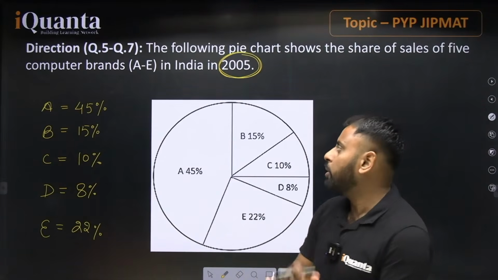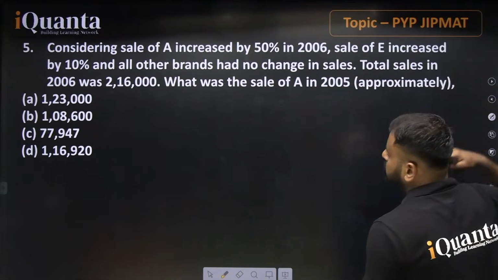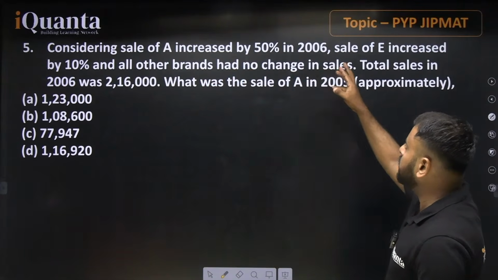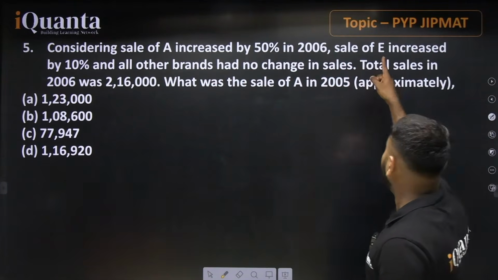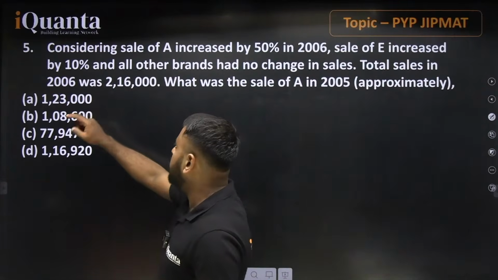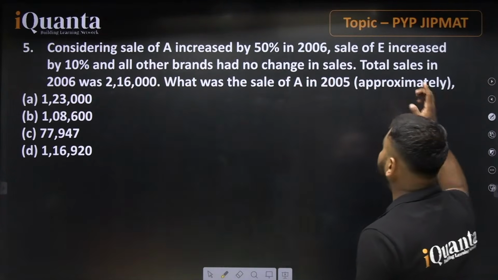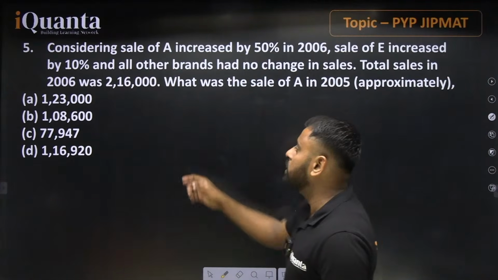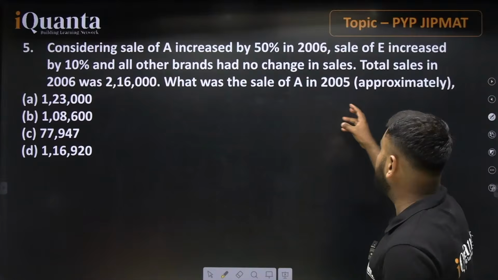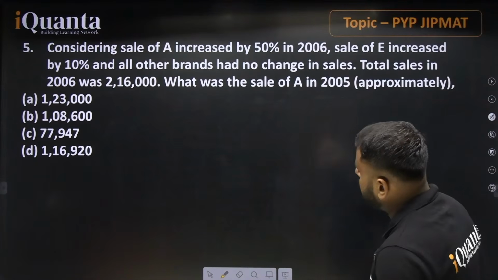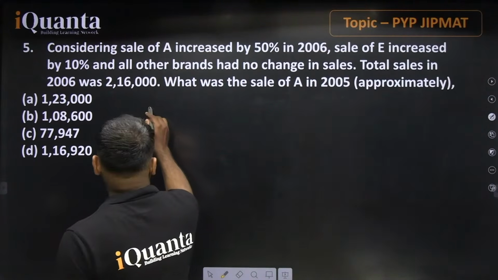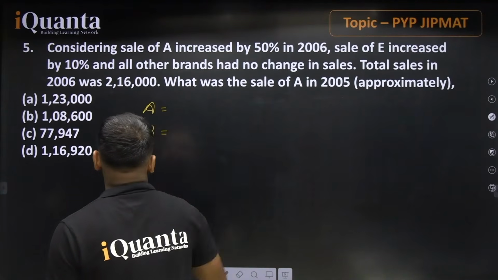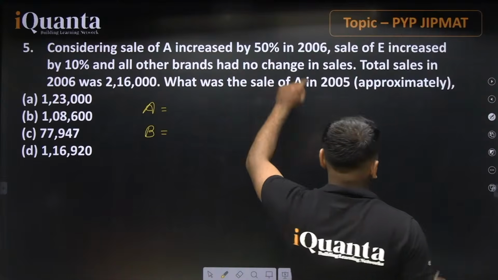Now the next portion says: considering the sale of A increased by 50% in 2006, the sale of E increased by 10%, and all other brands had no change in sales. Total sales in 2006 was 216,000. What was the sale of A in 2005 approximately? So always remember that here the value of A is increased by 50%.